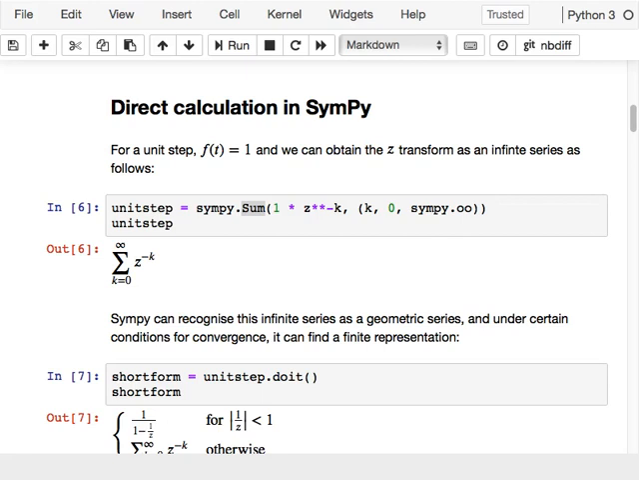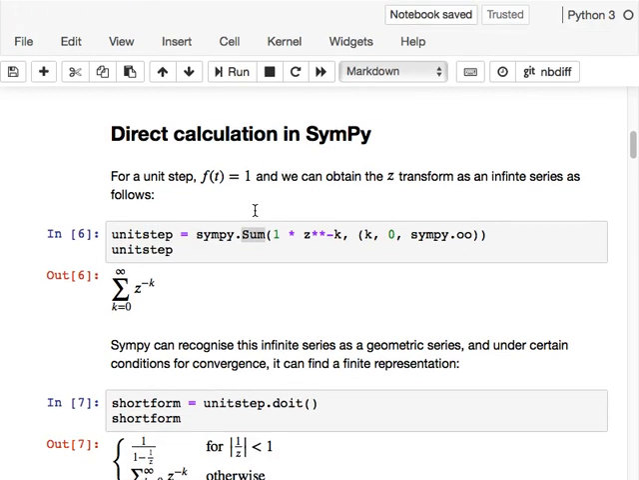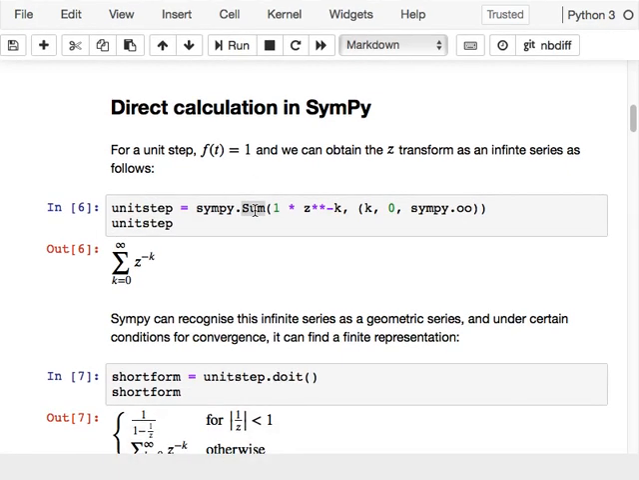It's the same idea. You can build an integral the same way. So you can build an object that represents that integral before you actually do the integral. And again, to do it, you would use doit. Okay?